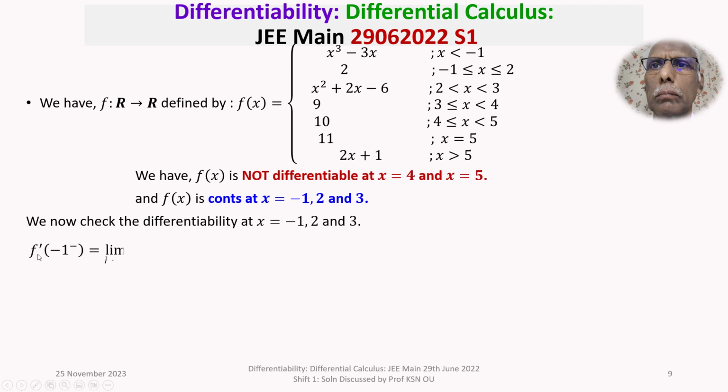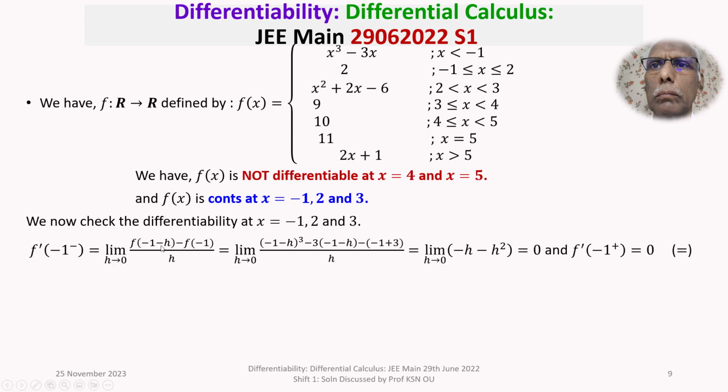The left hand derivative we are computing at -1 is given by limit h tends to 0 of f of -1 minus h minus f of -1, by h. Remember, you are computing the left-hand derivative of the function f at -1. So f of -1 minus h, substitute for x -1 minus h, and f of -1, substitute x equal to -1 in this. Simplify, you will get limit h tends to 0 of -h minus h square, and that is 0.